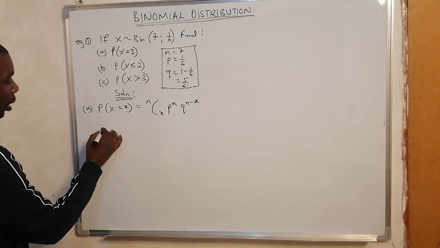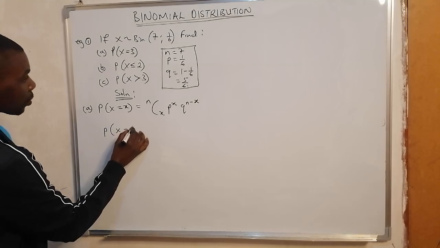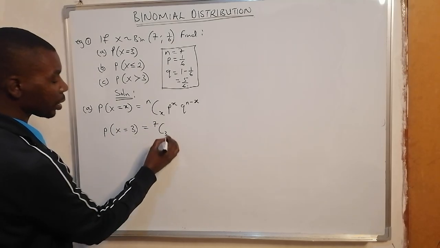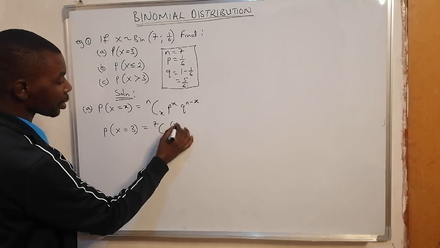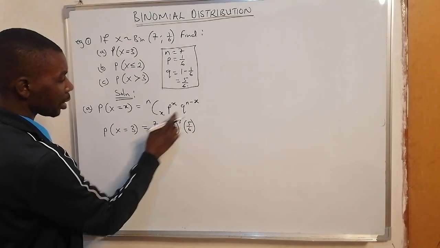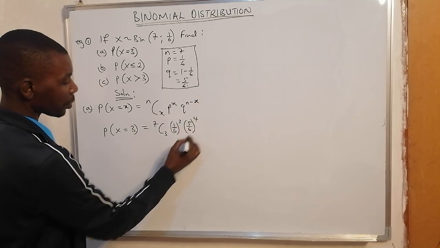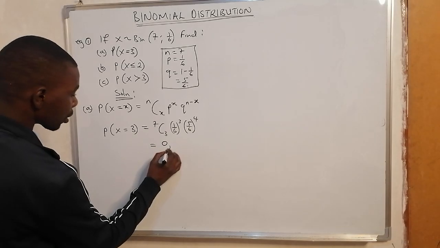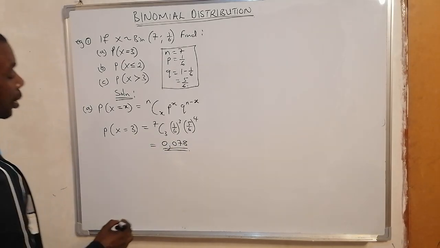So by this formula, if we are asked to find probability of x equals 3, we are simply substituting 3 for x, which means we have our N, which is 7, choose 3, right? Probability of success, we have 1 over 6, our x becomes 3, then Q, we have 5 over 6 to the power N minus x, that's 7 minus 3, which will give us 4. Then we put this in our calculator. If you punch this in your scientific calculator, 7 choose 3 times 1 over 6 to the power 3 times 5 over 6 to the power 4, we get 0.078, right? This is for P of X equals 3.